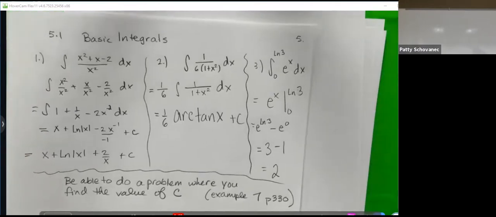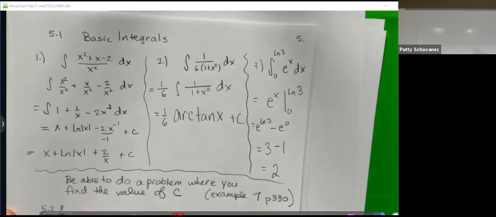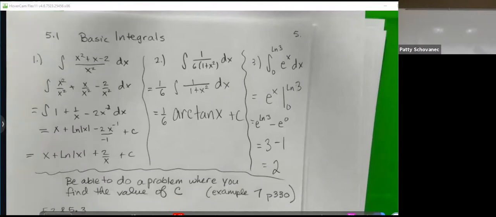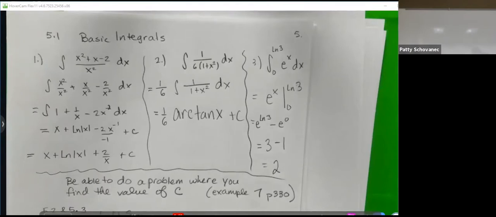Then in sections 5.2 and 5.3, I want you to be able to find a left sum, a right sum, and then find the area as the limit of a Riemann sum. And then find the area as a definite integral.